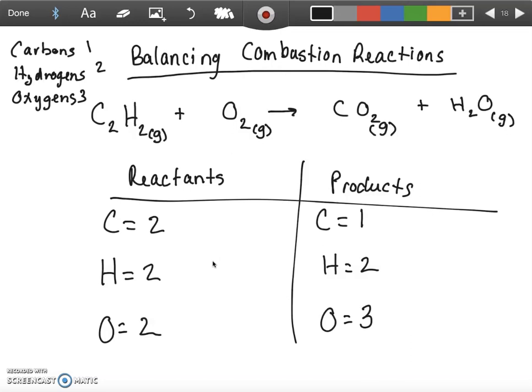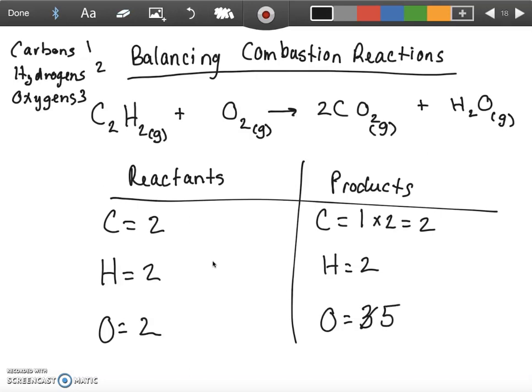We need to take care of the carbons and oxygens, but remember, we're going to start with the carbons first, okay? I have 2 on the reactant side, 1 on the product side. So I'm going to multiply this by 2. Means I put a 2 out in front here. But I also changed the oxygens as well. I now have 2 times 4 oxygens, plus this extra 1 over here. 2 times 2 oxygens is 4, plus that 1 over there means a total of 5 oxygens.